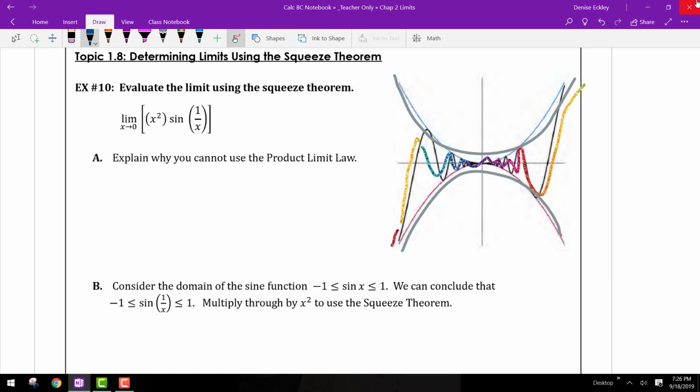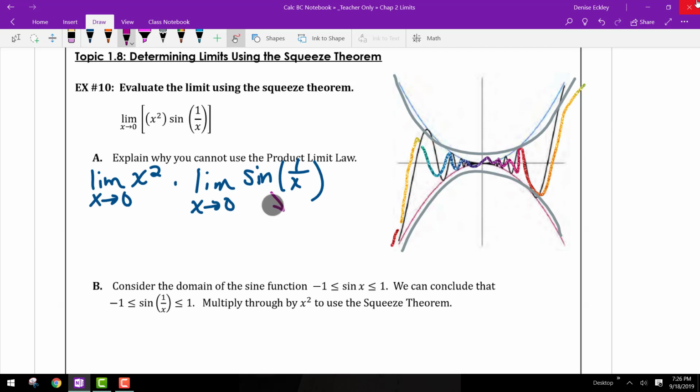The first part isn't a problem. We're going to have the limit as x approaches 0 of x squared, and we can directly substitute, times the limit as x approaches 0 of sine 1 over x. And of course, this limit does not exist. So we're going to have to try something else. That's why we cannot use the product limit law. Okay, so what do we do instead?